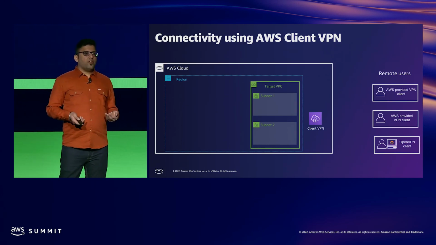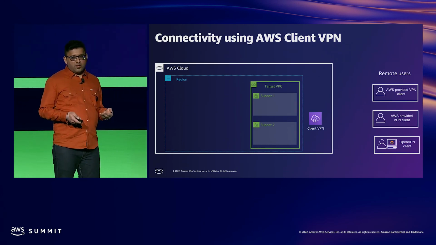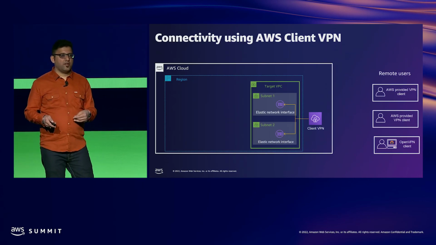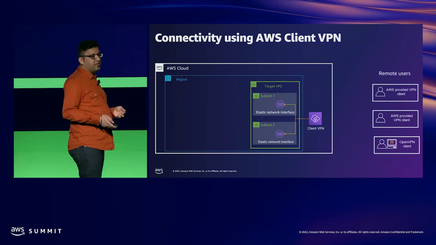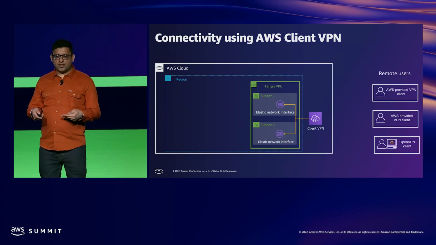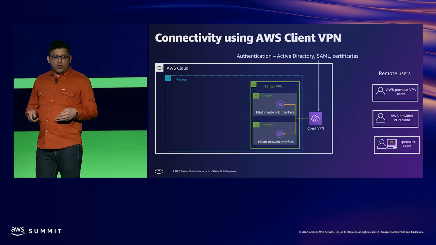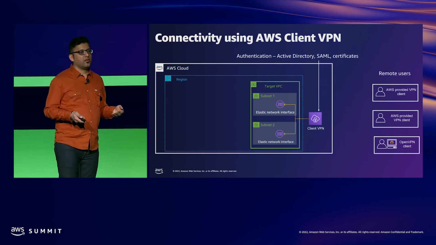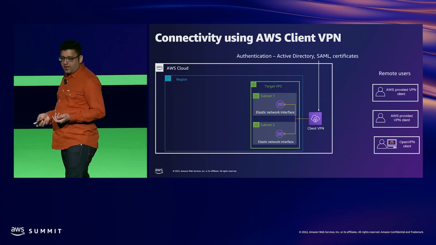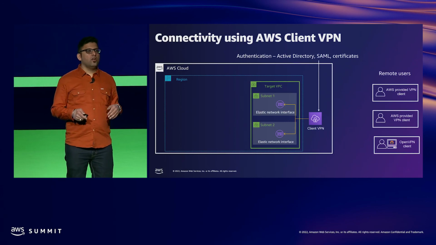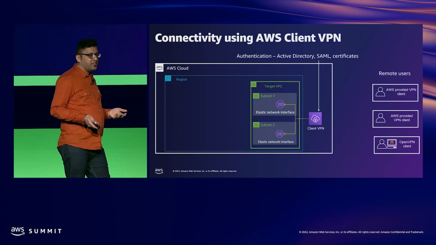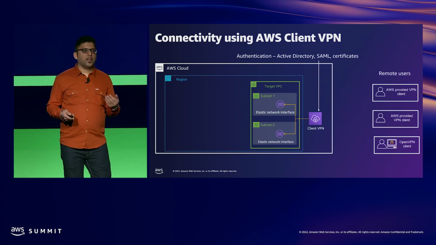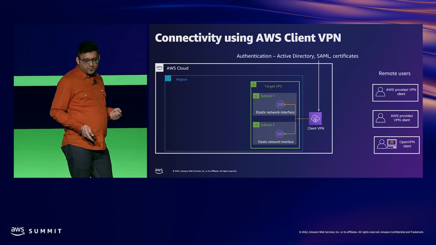Next, you create a client VPN endpoint, and what it does is associate that target VPC to that client VPN. When you do that, it creates elastic network interfaces within each of those subnets. Before you provide access to your resources, you can do authentication of your users, and there are various options available here. You can do mutual authentication using Certificate Manager, or you can use user-based authentication, where you can use Active Directory or SAML for user federation.